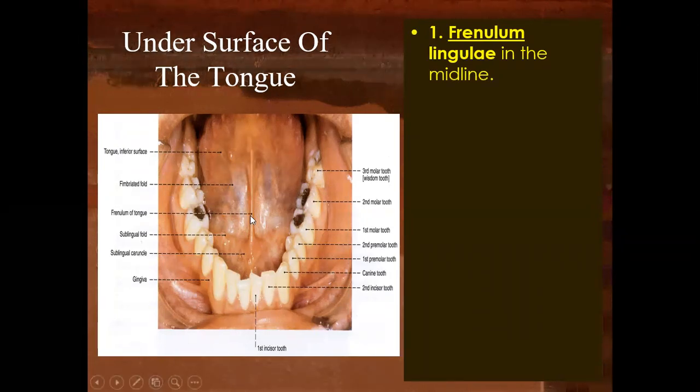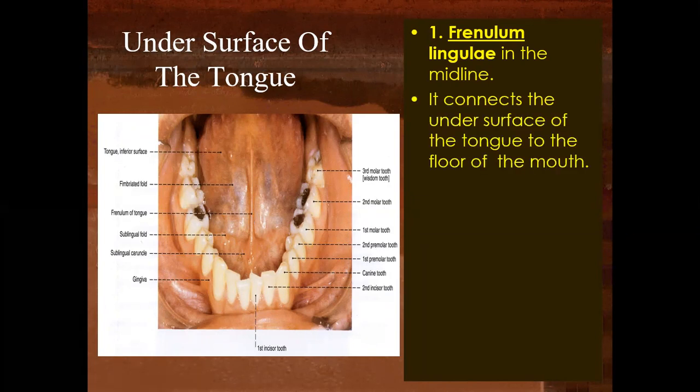Sometimes it becomes shortened, which leads to something called tongue tie, where the person cannot communicate or speak properly. This is called the frenulum of the tongue. It connects the undersurface of the tongue to the floor of the mouth.